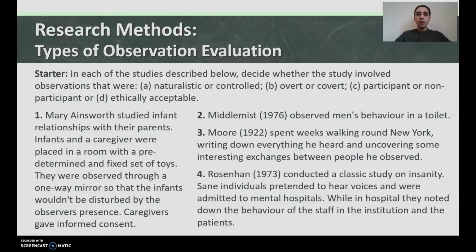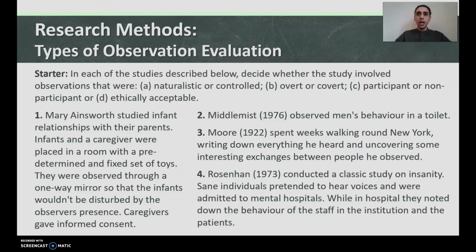From the perspective of the parent, it's certainly overt because they've given informed consent, so they're fully aware they're in an experiment. But from the child's perspective, they don't know they're in an experiment. So from their perspective, you might argue that it's covert. And participant or non-participant, it's non-participant. The researcher isn't part of the experiment. They're not acting as one of the participants.